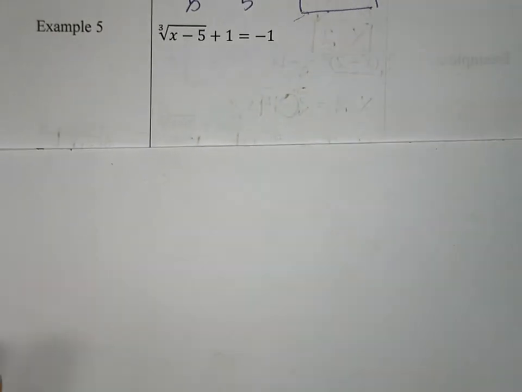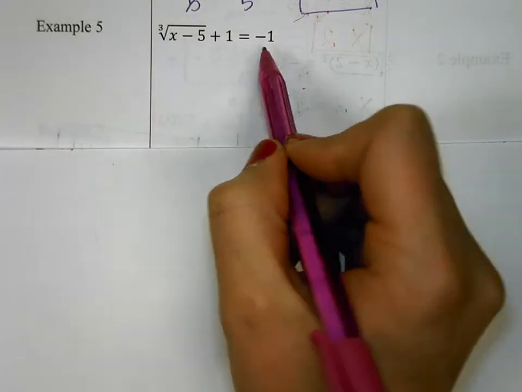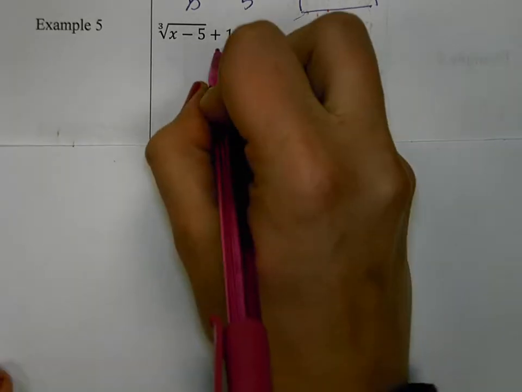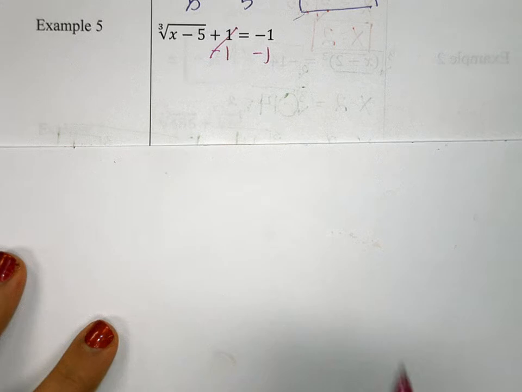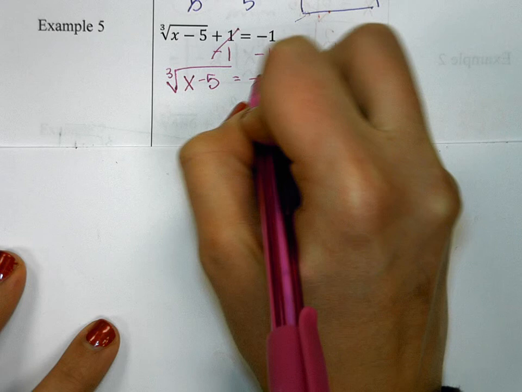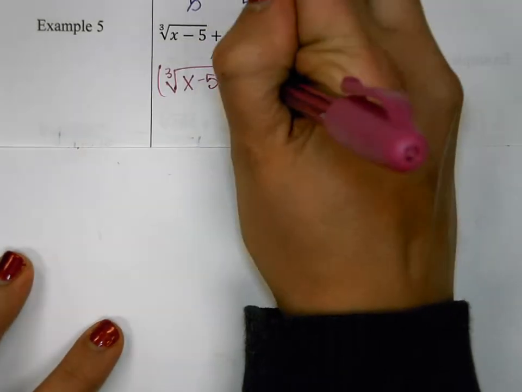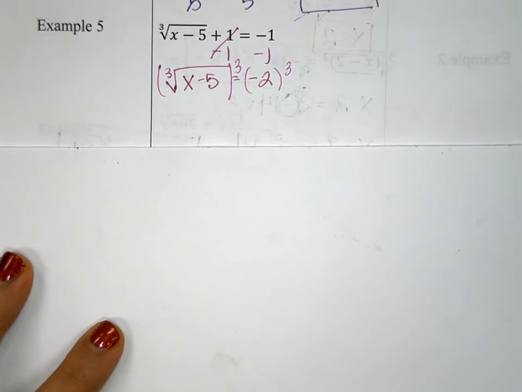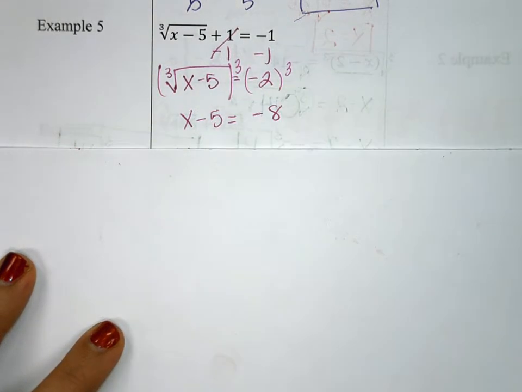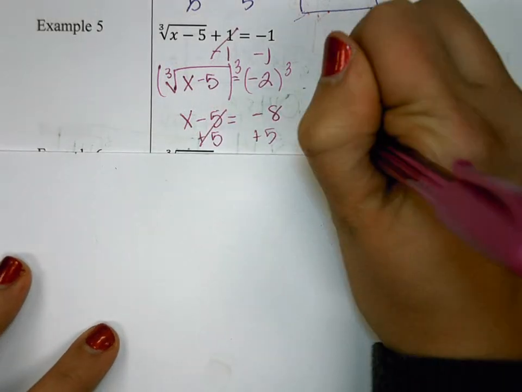Example 5, we have the cube root of x minus 5 plus 1 equals negative 1. So what we want to do here is we want to get the cube root by itself. So I need to subtract 1 from both sides. That's going to give me the cube root of x minus 5 equals negative 2. And now the cube root is by itself. So I'm going to raise each side to the power of 3. So that's going to give me x minus 5 equals negative 8. Add 5 to both sides, and I get x equals negative 3.